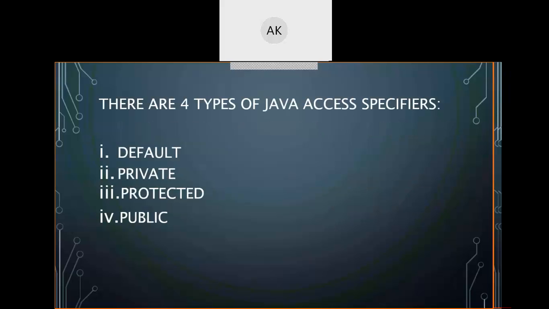Then second is private. If I'm writing int a and before int a I give private, that data member will become private. Similarly protected and public. The way we specify it, accordingly the accessibility of that particular data member or member function gets decided, right?